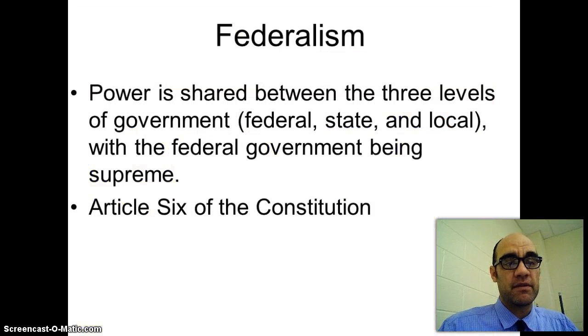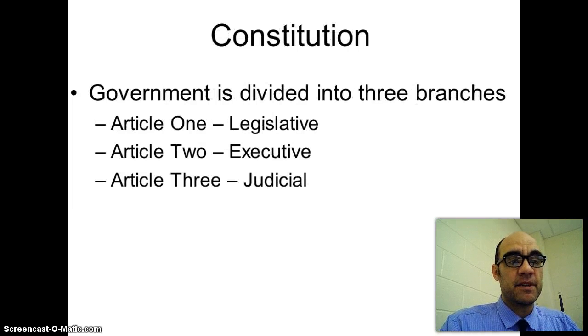Federalism: powers are shared between the three levels of government, state, national, and local, with the federal or national government reigning supreme. I will intermix the use of federal and national. And this is created by Article 6 of the Constitution. Federal government is supreme. So in our Constitution, our federal government is divided into three branches.